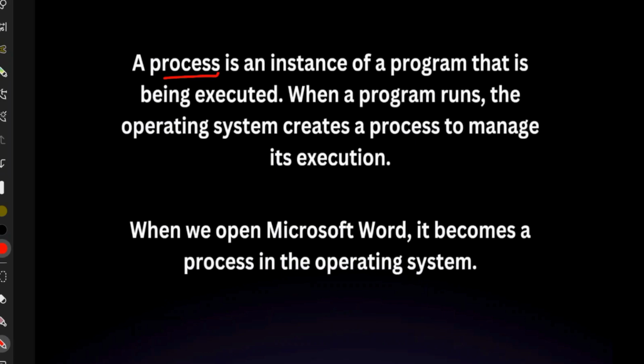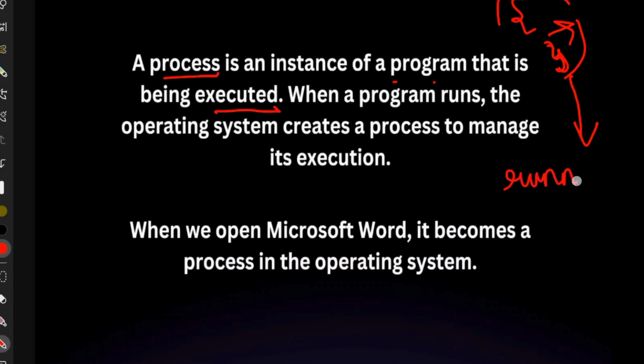Moving on to what is a process. A process is a program that is being executed. When a program is not being executed, it is just sitting in a stable condition, a program that is not running. But the moment the program starts running, the program becomes a process. So, a process is an instance of a program that is being executed. When a program runs, the operating system creates a process to manage its execution.